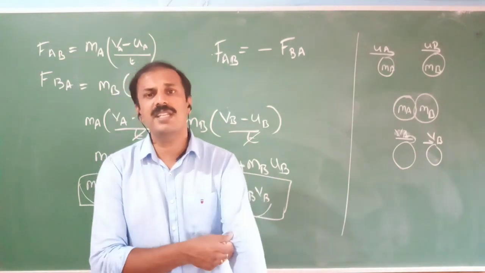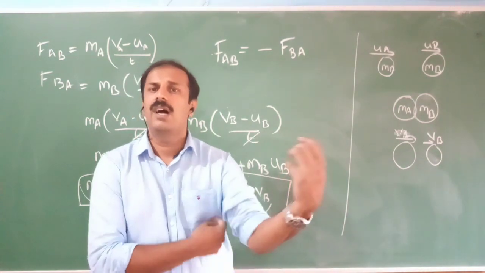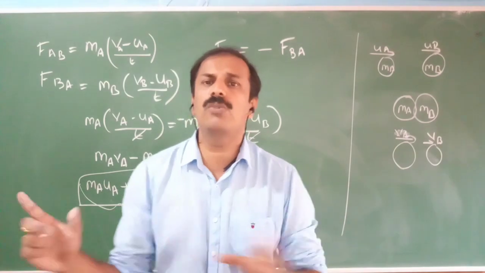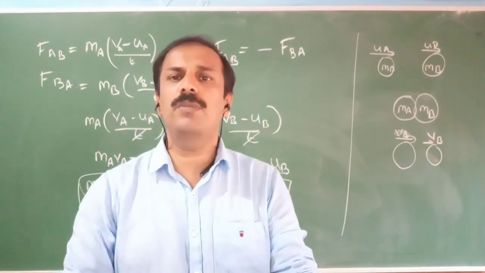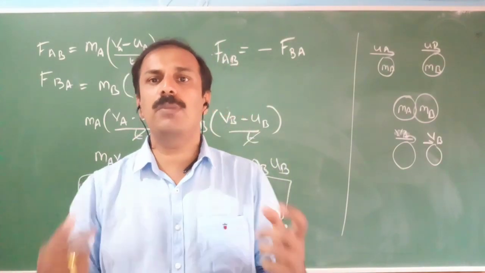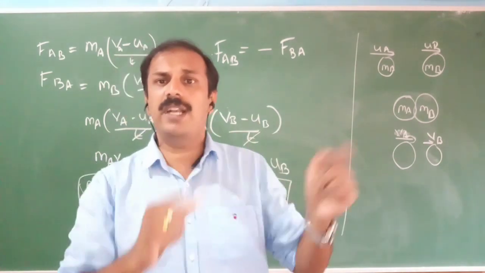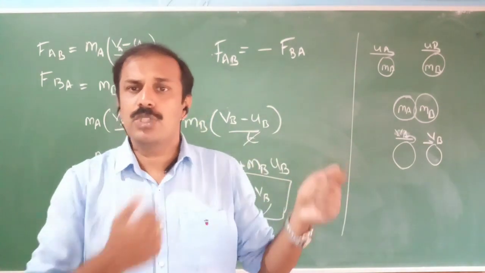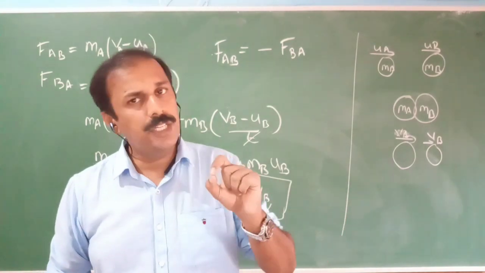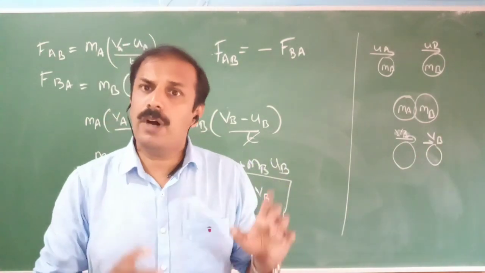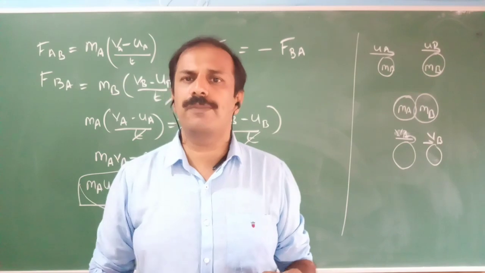Now one more thing: in some cases, initially nothing is moving. In that case the initial momentum will be 0. For example, think about a gun. In the gun we have the bullet, the gun, everything. When you shoot, what will happen? The bullet will go forward. So before shooting, the total momentum is 0.